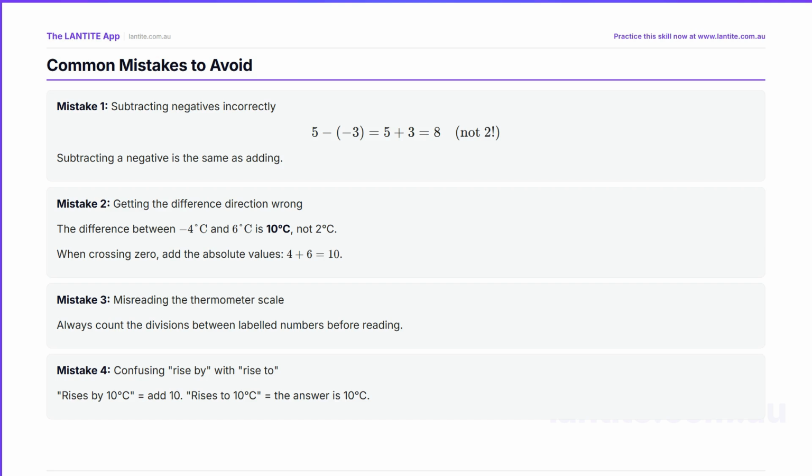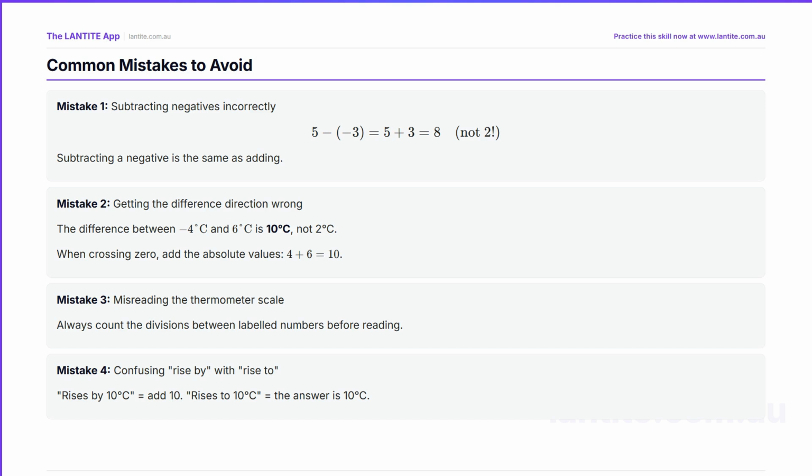Here are the most common temperature mistakes. First, subtracting a negative incorrectly. 5 minus negative 3 equals 5 plus 3, which is 8, not 2. Remember, subtracting a negative is the same as adding. Second, getting differences wrong when crossing 0. The difference between negative 4 and 6 is 10 degrees, not 2. You must add the absolute values when crossing 0.